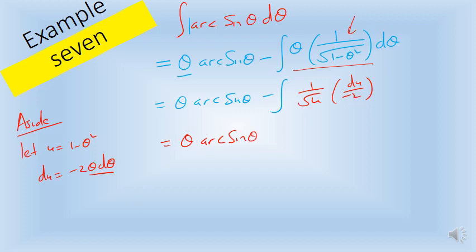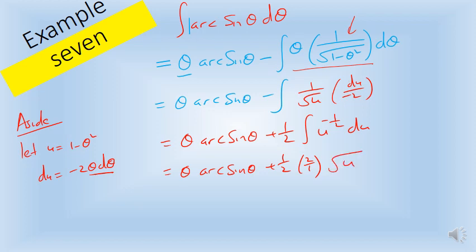The minus and minus becomes a plus. Throw in the half there. Integral of u to the minus a half du. Like that. So theta arc sine of theta. What's the integral of u to the minus half du? You throw in the 1, that becomes u to the power plus half, and that becomes 2 over 1, if you remember. And that is nothing more than square root of u. I'll throw in the constant now so I don't forget about it. And your final answer is theta.